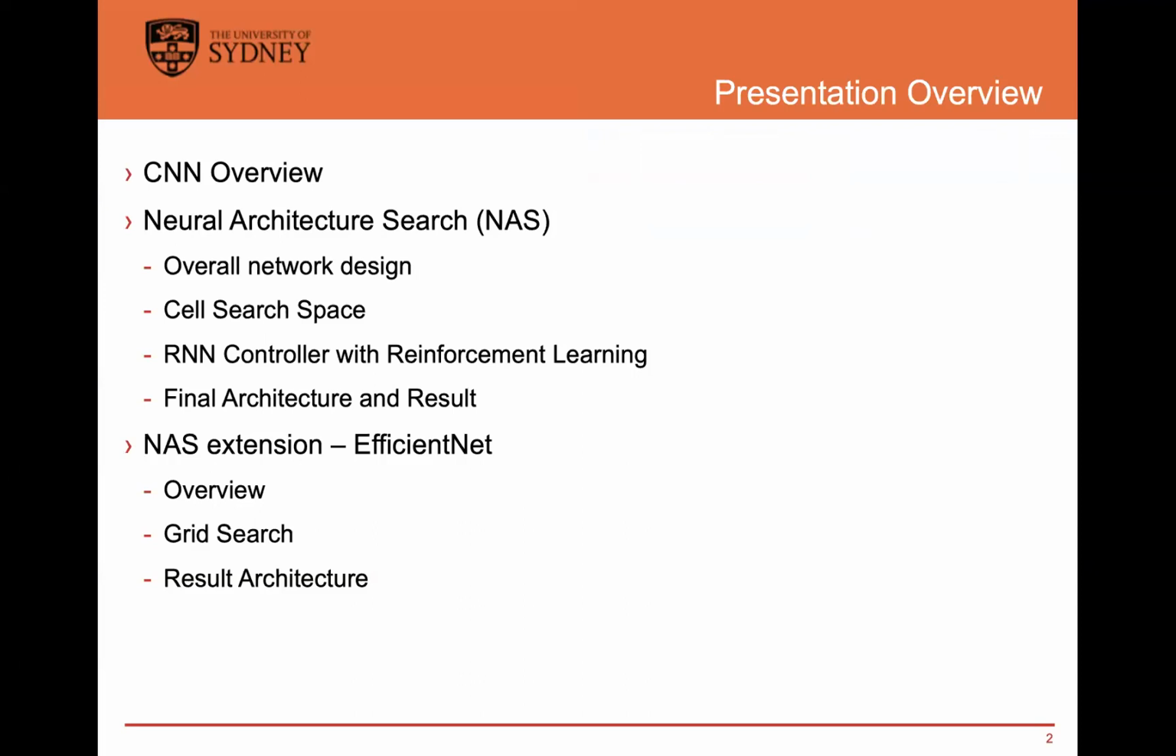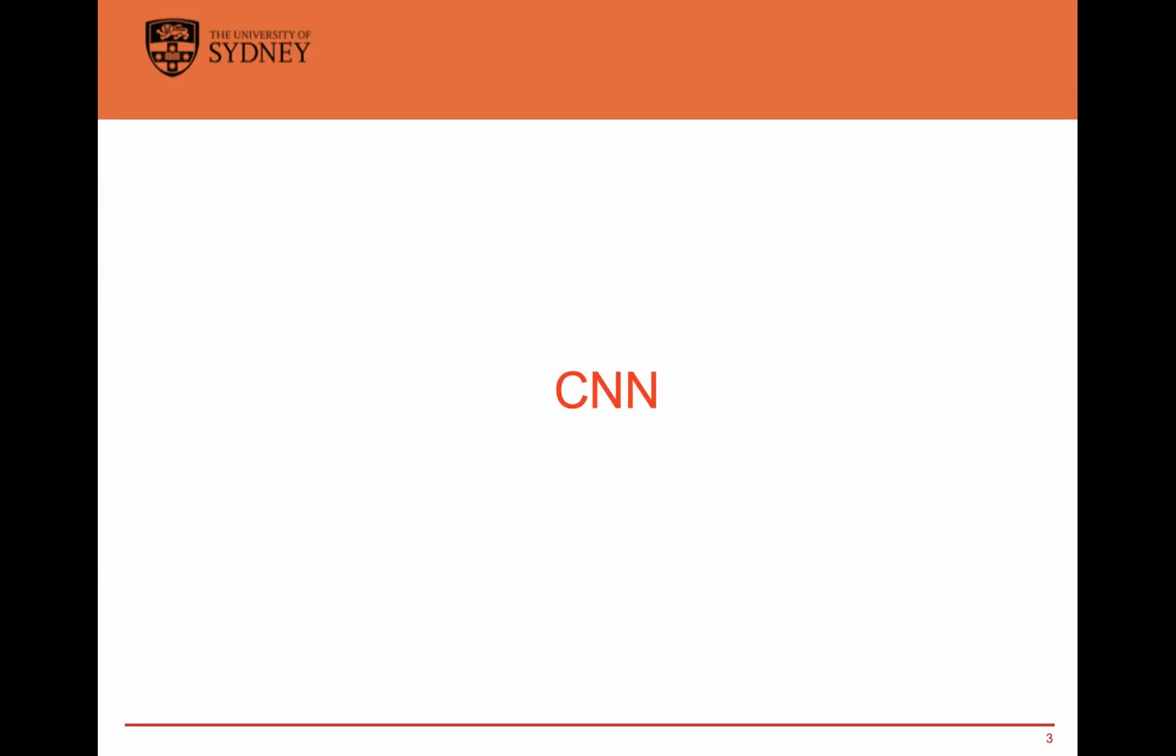And then we're going to move on to neural architecture search, which is what we'll call NAS from this point onwards. Then we're going to move on to its extension, that's EfficientNet, because EfficientNet is based on the NAS results from the previous papers. So first we'll go through the CNN.